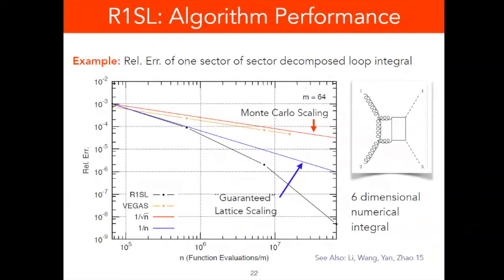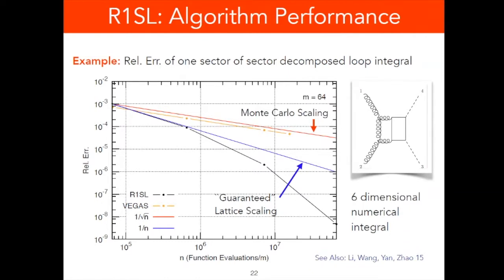Here is just one sector that I picked out from a sector decomposed loop integral. And this orange line here shows you how Vegas performs. This is the relative error versus the number of function evaluations. So it scales like root 1 over n, exactly as you expect. It has Monte Carlo scaling. If we did adaptations, then this could drop differently. But assuming that it's well adapted to the function, then it scales like this.